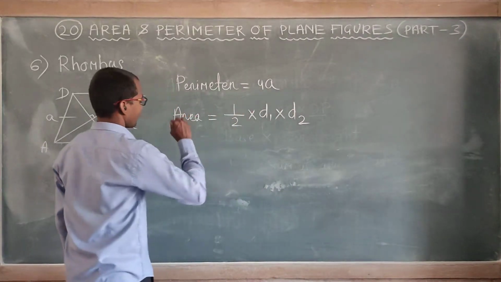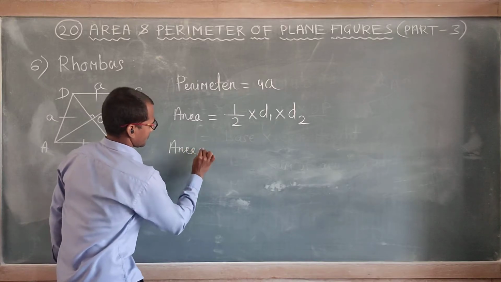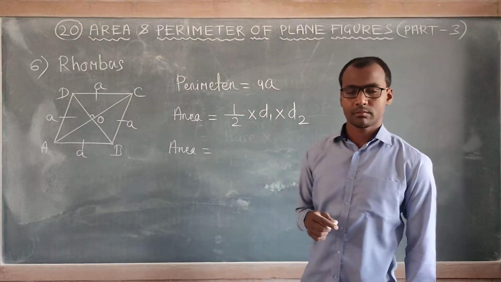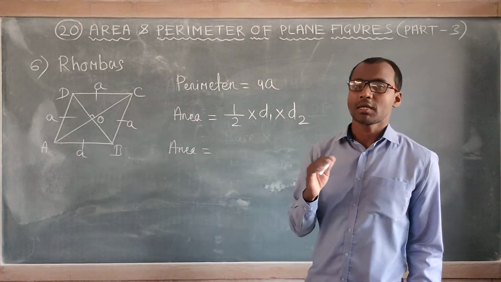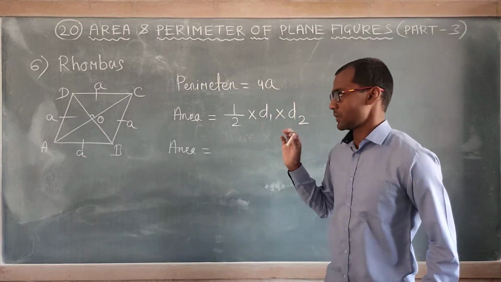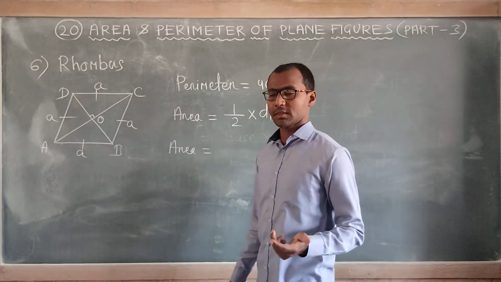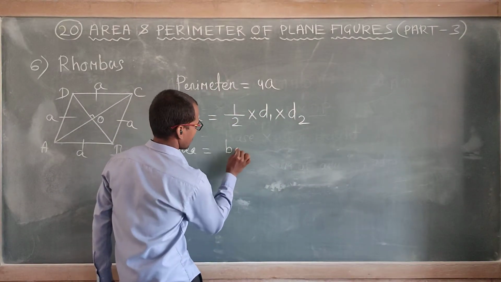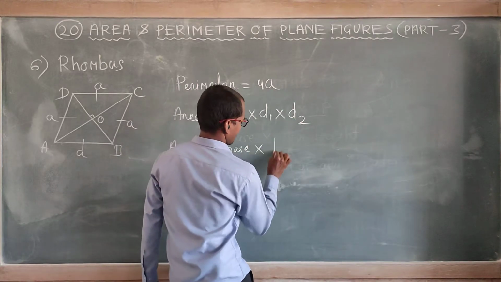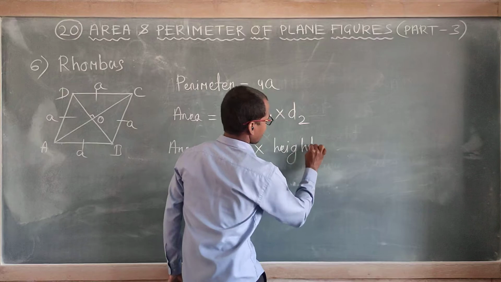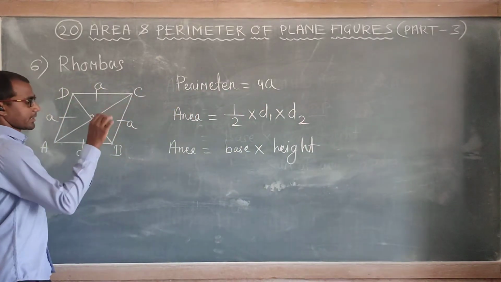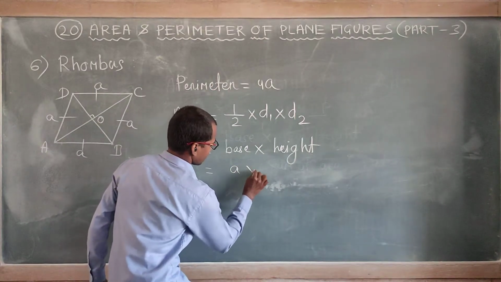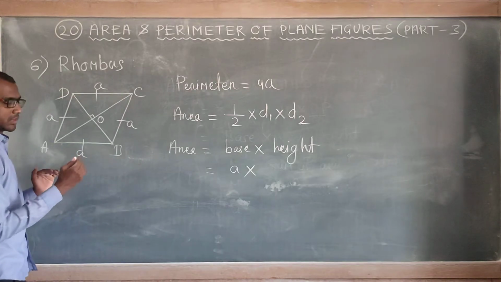Now there can be another formula for area, because a rhombus is a special type of parallelogram whose area formula is base into height. So the same formula can be used here also. We can take any one side as the base and corresponding height. So base into height. Here base can be any side, suppose A, every side is A. I am taking A into height, means distance between the parallel sides.